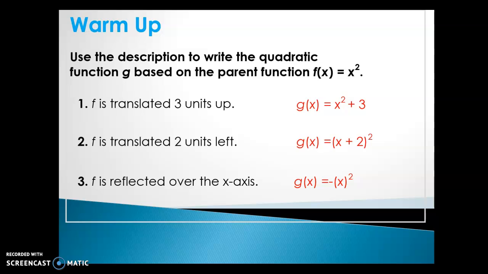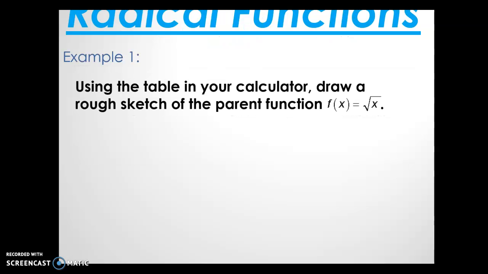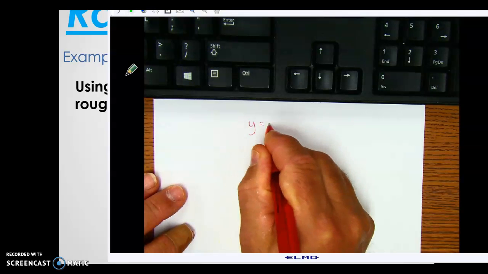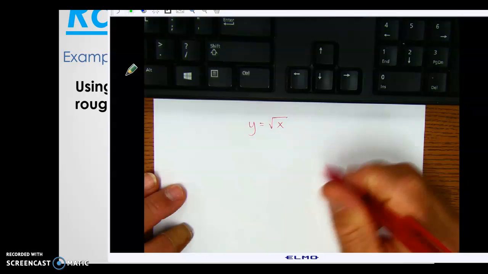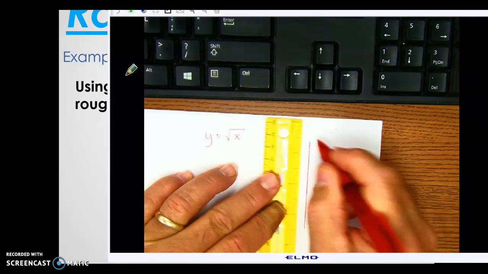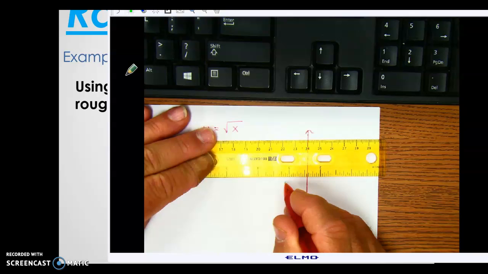Okay? All right. Radical graphs. That's what we're learning today. We are 6 minutes in. This is probably going to take 2 videos. Use a table in your calculator. Draw a rough sketch of y equals the square root of x. Okay? So, I'm going to Alt-Tab. I'm going to write y equals the square root of x. And I'm going to do a rough sketch, which means just kind of draw x and y axis again. There's your y axis. There's your x axis.